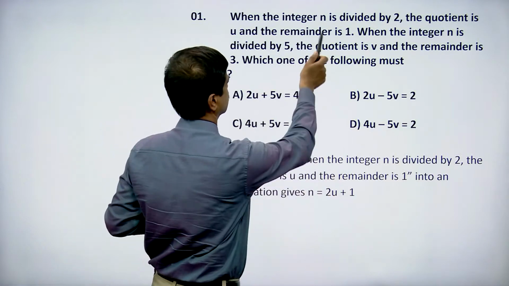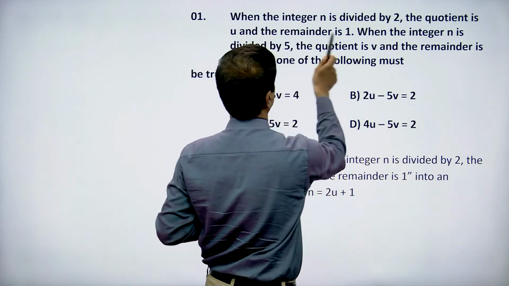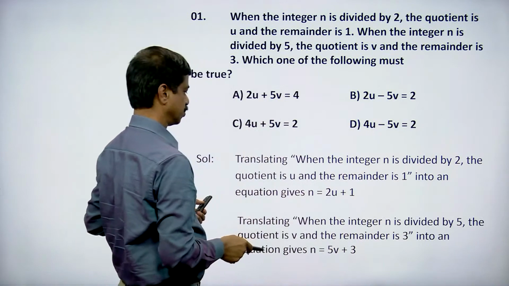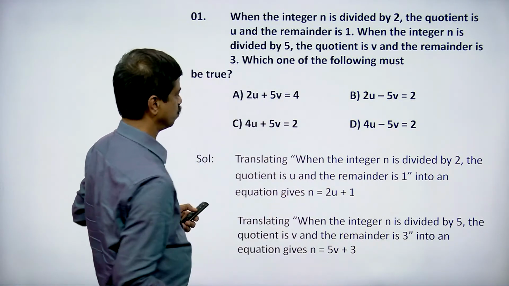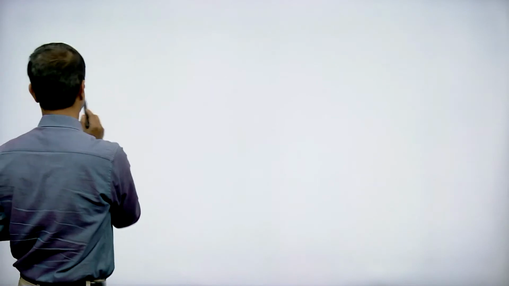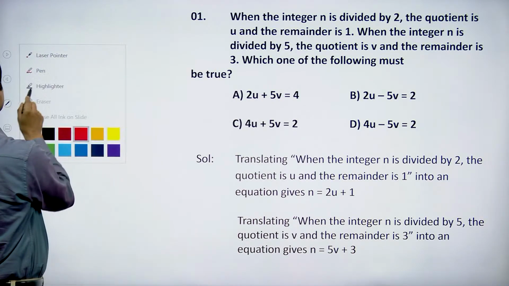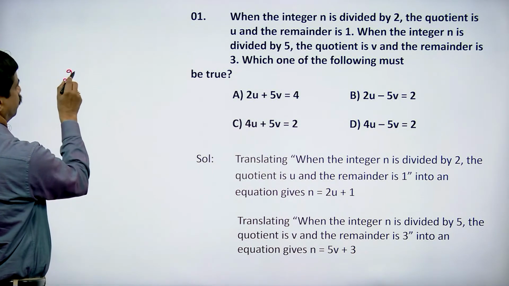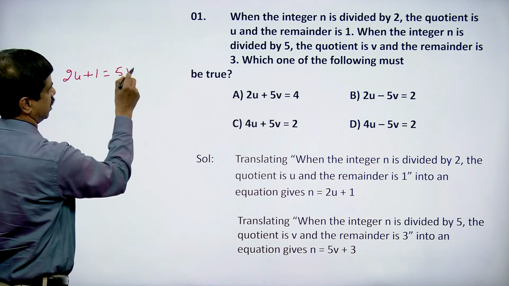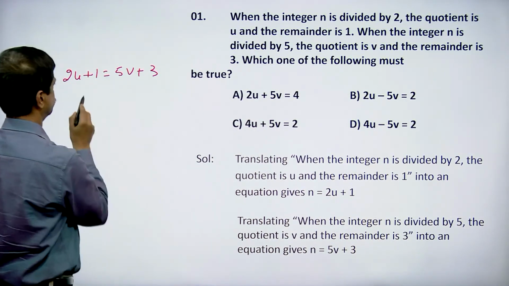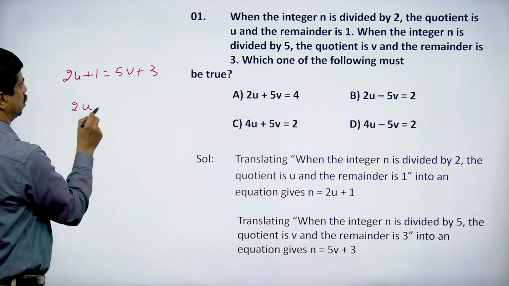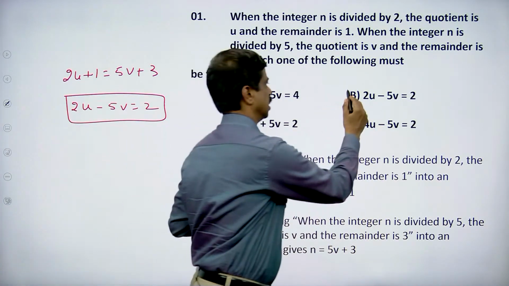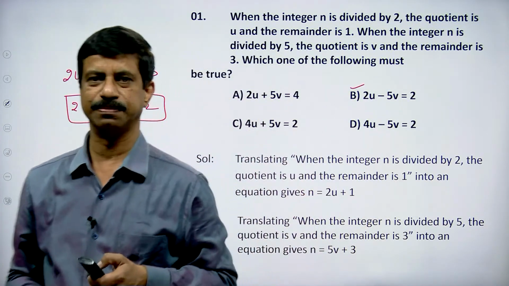N equal to 2u plus 1, that is what I said, then 5v plus 3 equal to n. So, if you equate these two, you will get 2u plus 1 equal to 5v plus 3. So, 2u minus 5v equal to 3 minus 1, which is 2. So, this is the final answer. You have option B, children. So, please note it fast, quick.